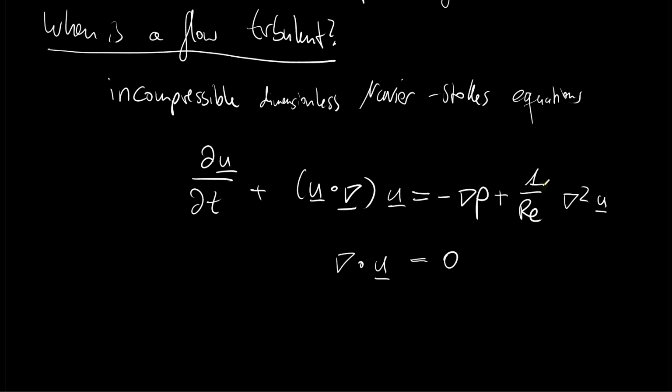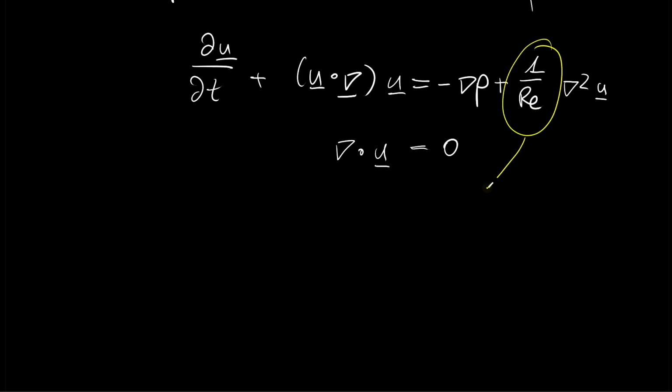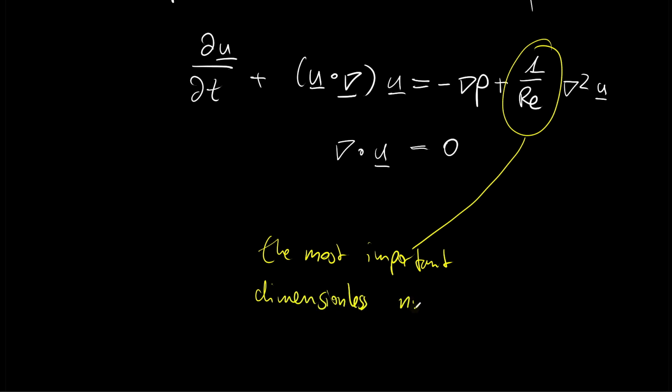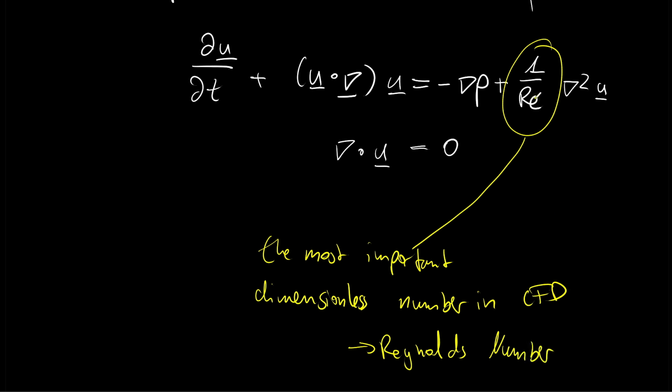And this quantity, 1 over Re, is quite important here. I would even argue that it is one of the most important dimensionless numbers in CFD. It's the Reynolds number. And dimensionless means that it's independent of what kind of geometries we are looking at. That's because the overall flow characteristics between flows which are at identical Reynolds numbers are comparable.